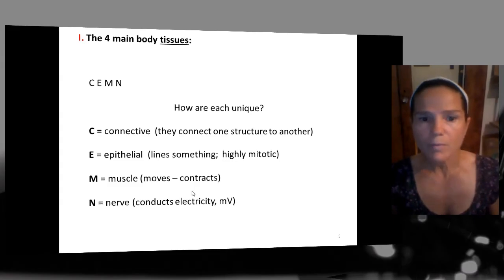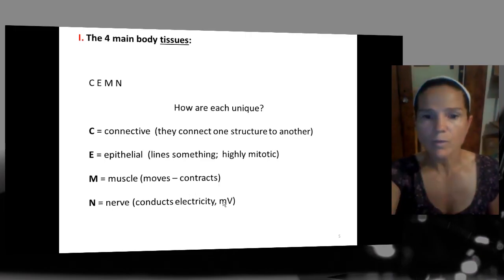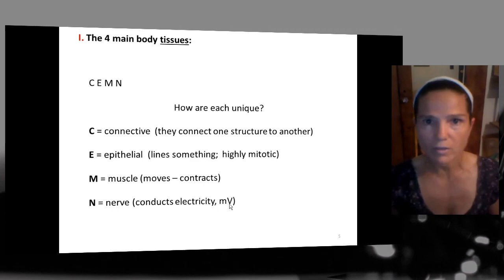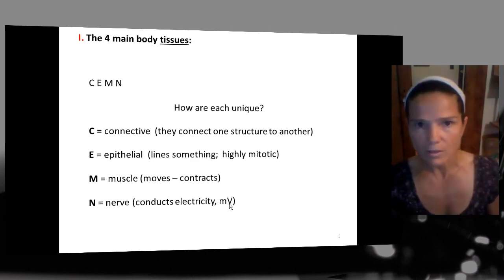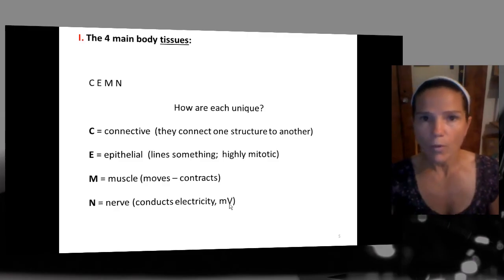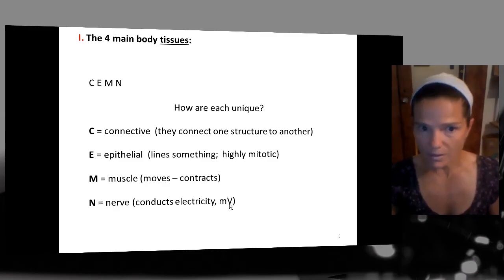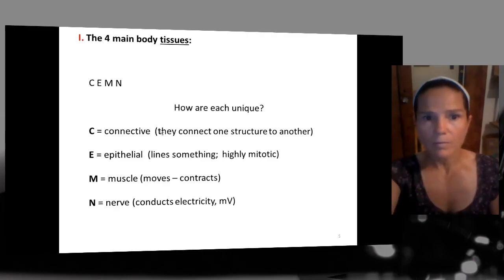And then nerve is unique because it's the only tissue in the body that can actually generate electricity, can conduct it. And I put MV there because it's millivolts. It's not a volt. That's what's in the wiring in the walls of your house. Millivolt is 1,000th of a volt. Not 1,000 volts, 1,000th. And then we're going to go through these individually.